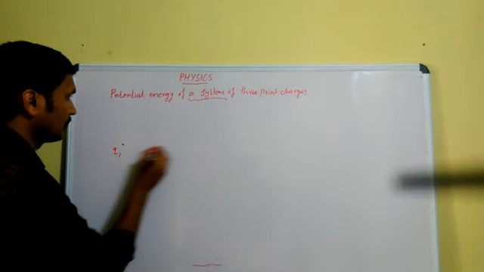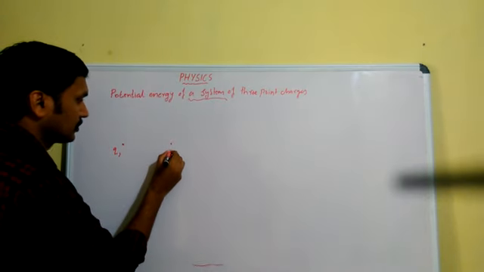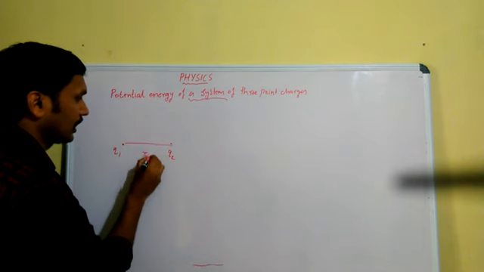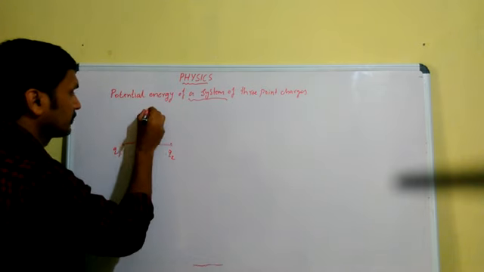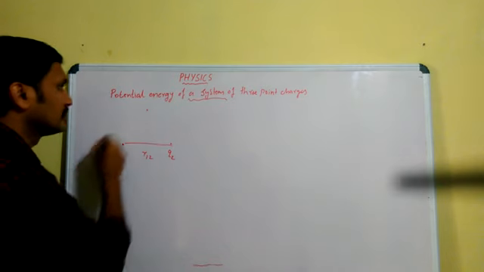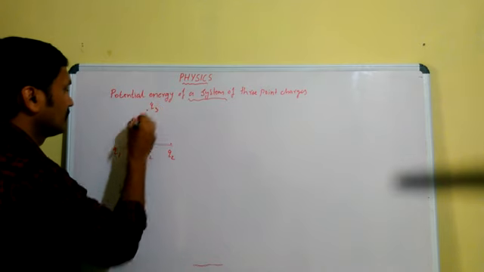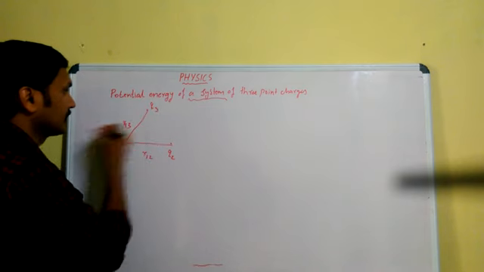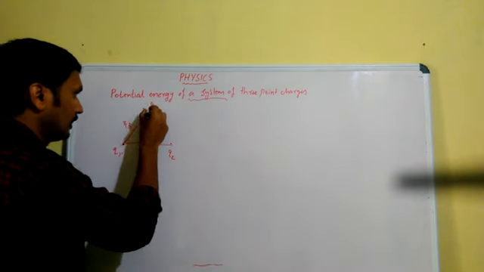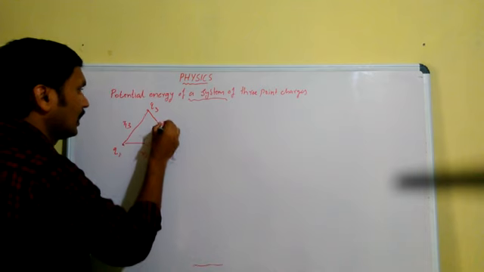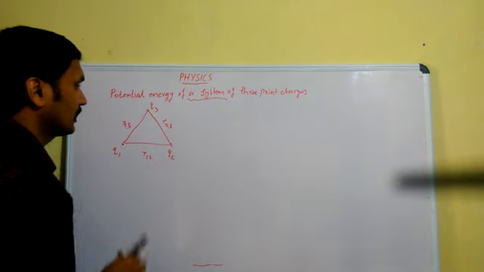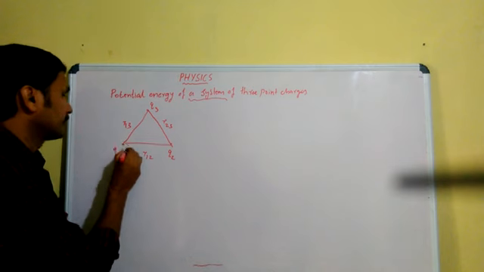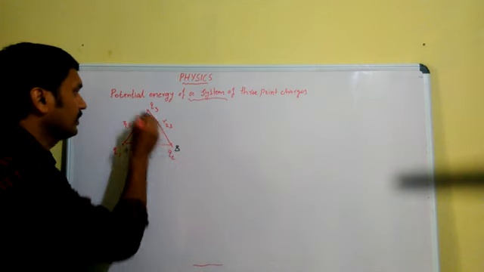This is charge Q1 and charge Q2, which are separated by a small distance R12. This is the position of the third charge, Q3, which is at a distance R13 from Q1 and at a distance R23 from Q2. We can name these points A, B and C.